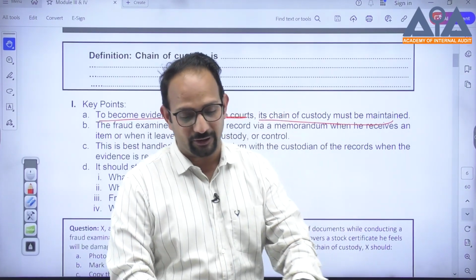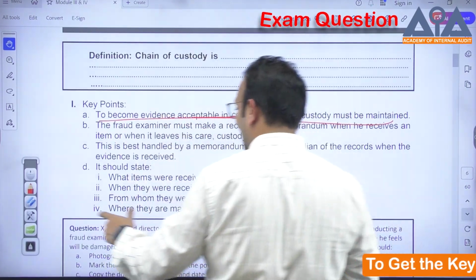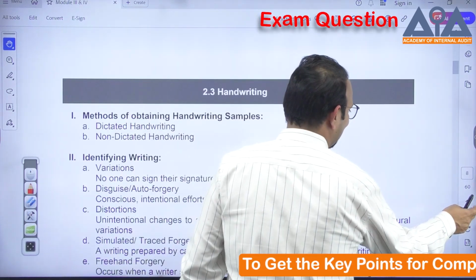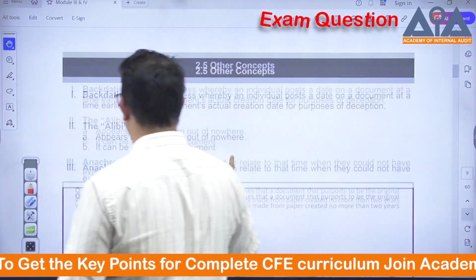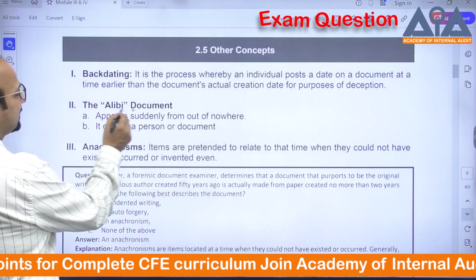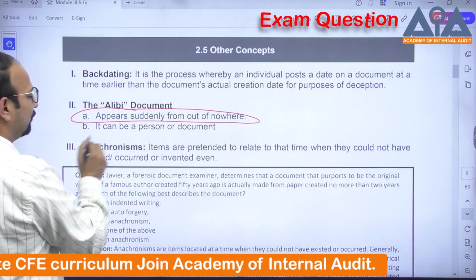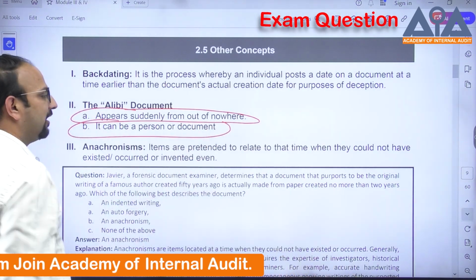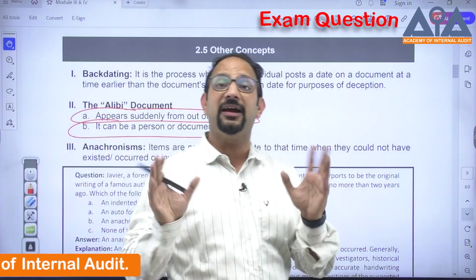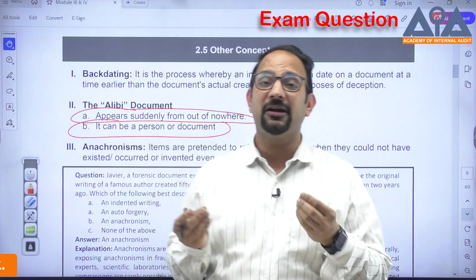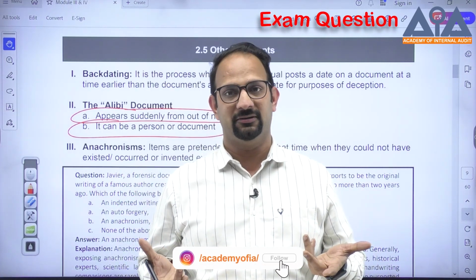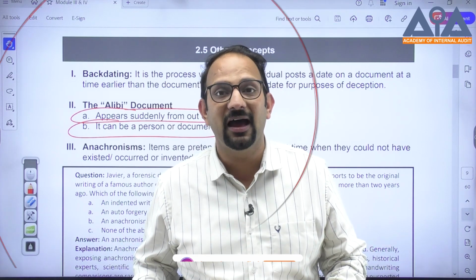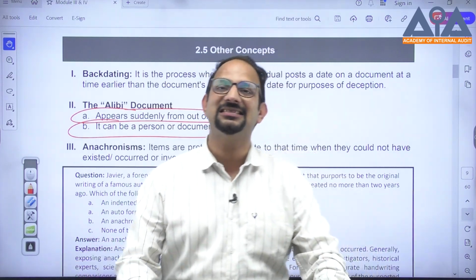Then the very important point here is the alibi. Guys, you have to remember these points. Number one, what is alibi? Alibi appears suddenly from out of nowhere. Number two, it can be a person or a document. You are not aware of a particular person, and suddenly that person appears in the court. That is called alibi, or it can be a document as well.